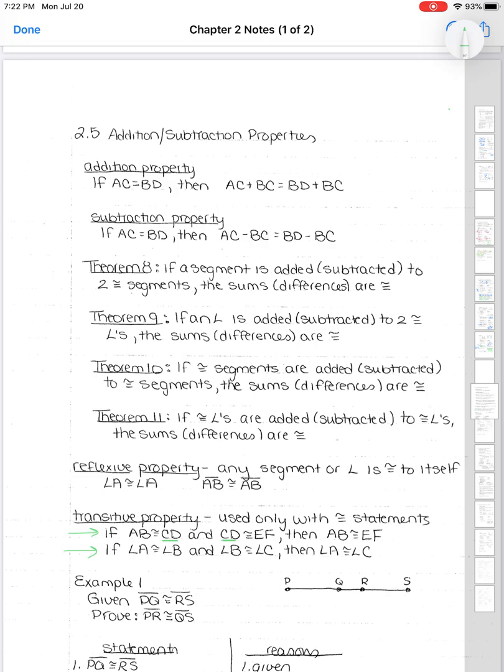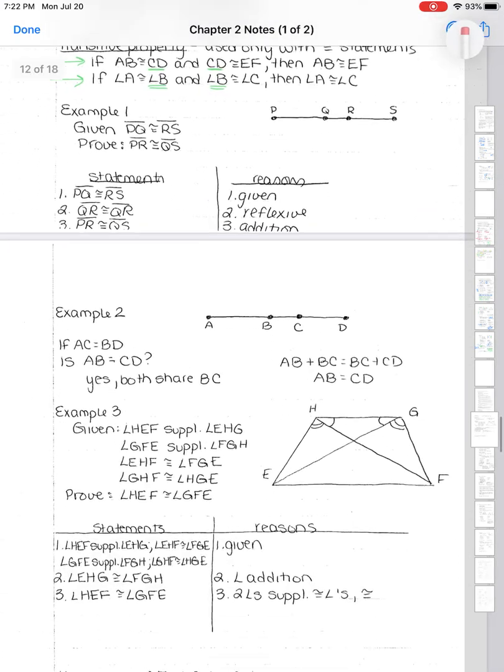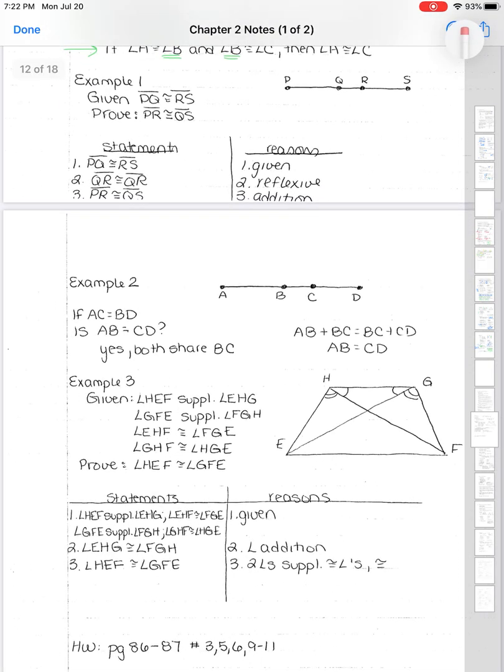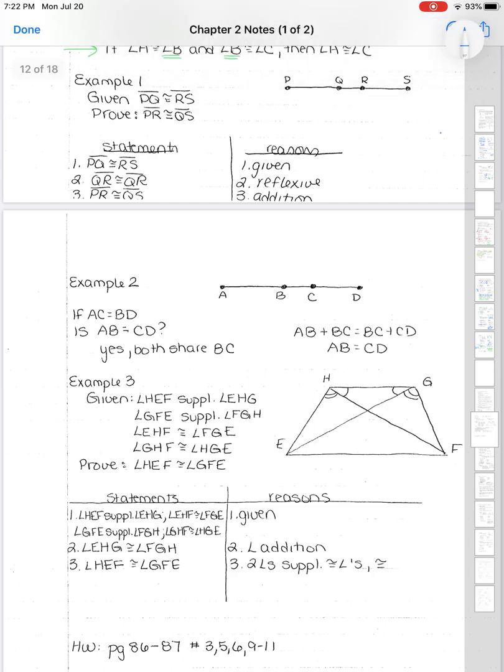So these are two versions of ways to use the proof. If AB is congruent to CD and CD is congruent to EF, there is a direct connection between both of these congruent statements. So if AB is equal to CD and EF equals CD, then you know that AB has to equal EF. It's the other two items that were not in common that you said equal. And the same goes for angles. If angle A is congruent to angle B and B is congruent to C, then the direct connection is B, so A and C would have to be congruent as well.